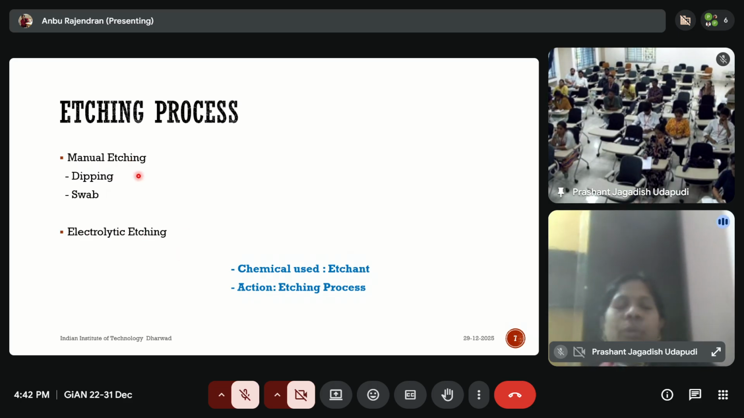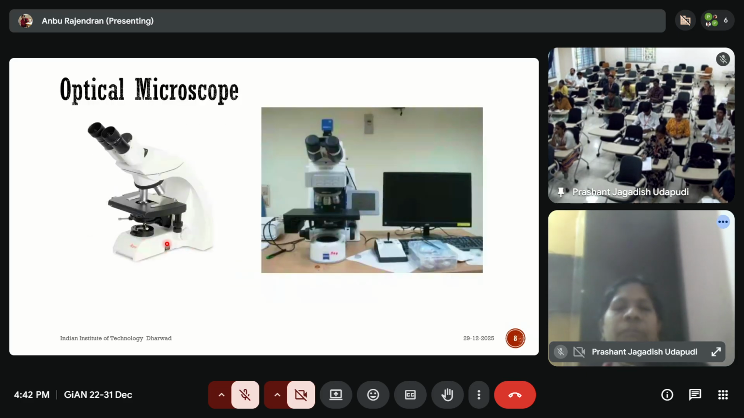So in manual etching, there won't be any current used to enhance the reaction rate. But electrolytic etching, so okay, materials like stainless steel and nickel may require electrolytic etching, since they have high corrosion resistance and may be difficult to react with the chemicals.